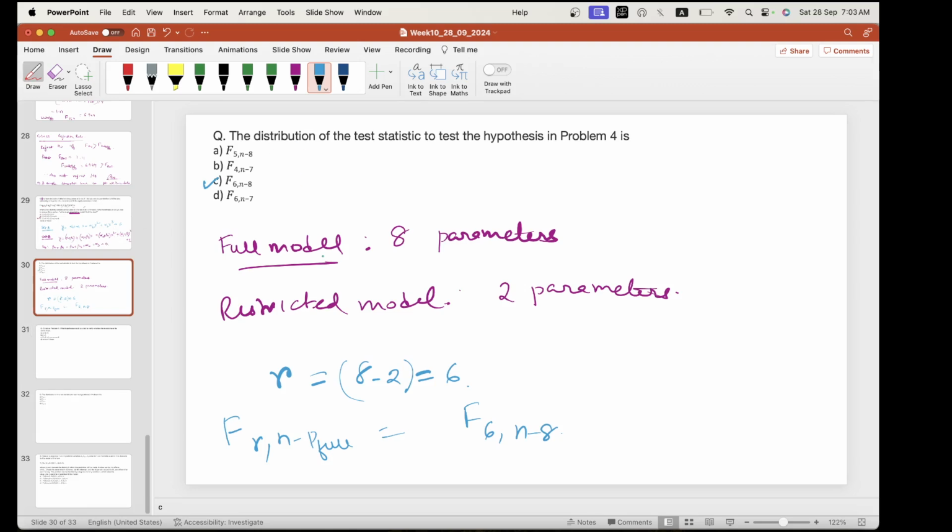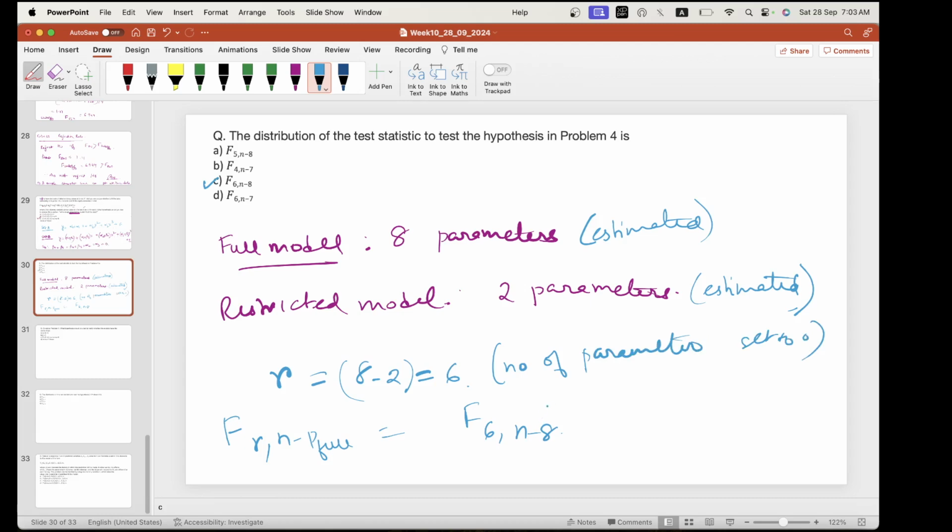Okay, so for the full model, the number of parameters estimated; for the restricted model, the number of parameters estimated. R would be the difference of 2, which means the number of parameters set to 0. And then the degrees of freedom of the F statistic would be R and n minus the number of parameters estimated from the full model.